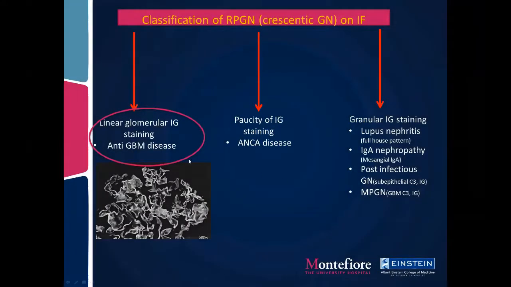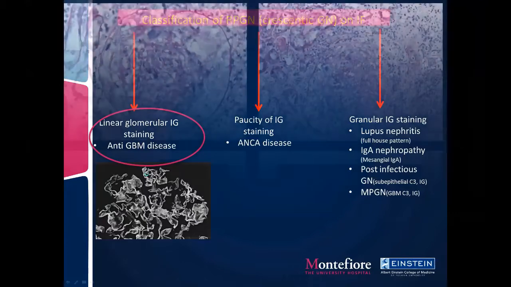So we'll talk about each of these diseases individually. So the first one is anti-GBM disease. Again, remember, on light microscopy, you will see glomerular inflammation, crescent formation. They will have AKI with hematuria in a lot of these cases. And when you do a biopsy, that's what you see on light microscopy. And on immunofluorescence, you'll see linear staining of IgG in the basement membrane.